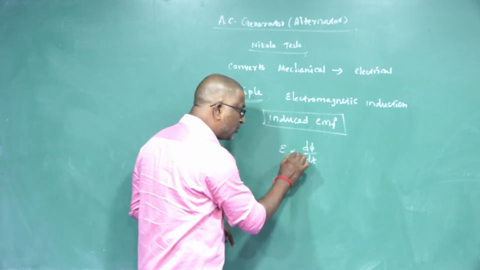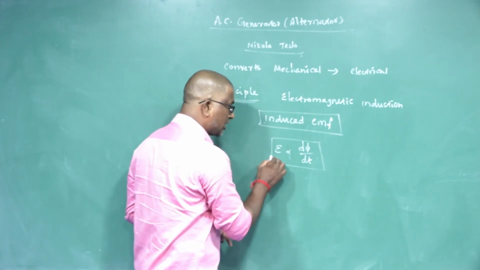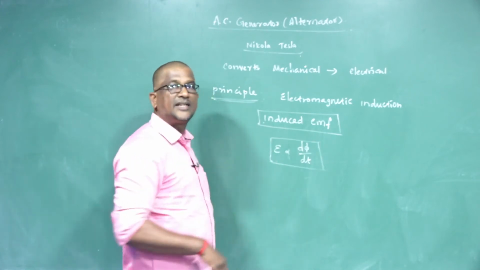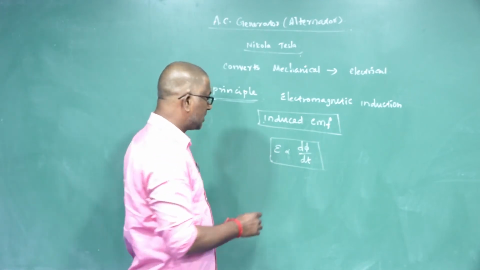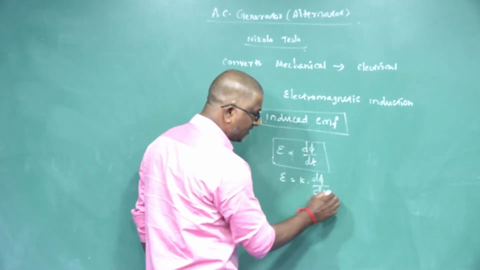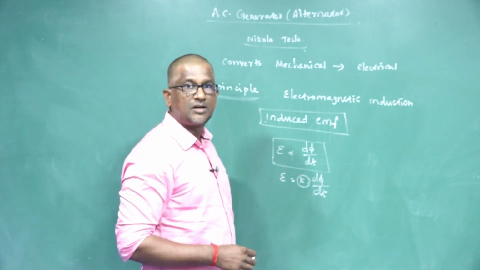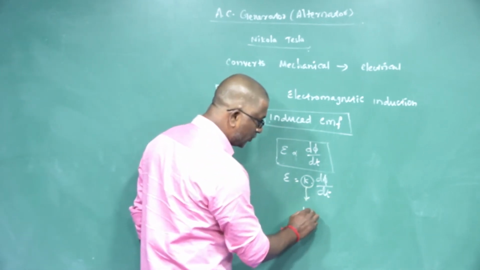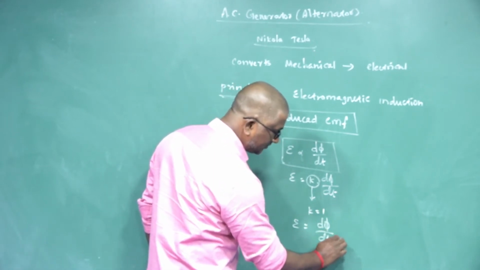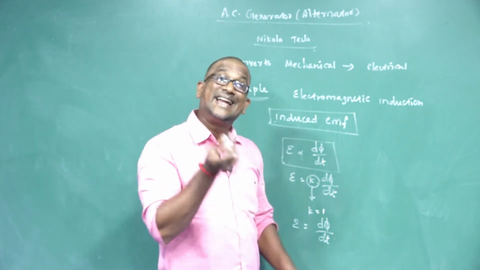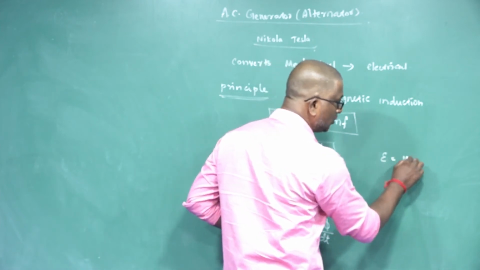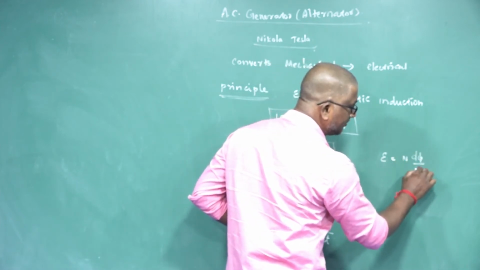The magnitude of induced EMF produced in the closed circuit is always directly proportional to the rate of change of magnetic flux linked with the coil, or E is equal to K into dΦ divided by dt, where K is a constant of proportionality whose value is 1. Therefore, E is equal to dΦ divided by dt. Suppose the closed circuit contains n number of turns, then the magnitude of induced EMF is given by E is equal to n into dΦ divided by dt.